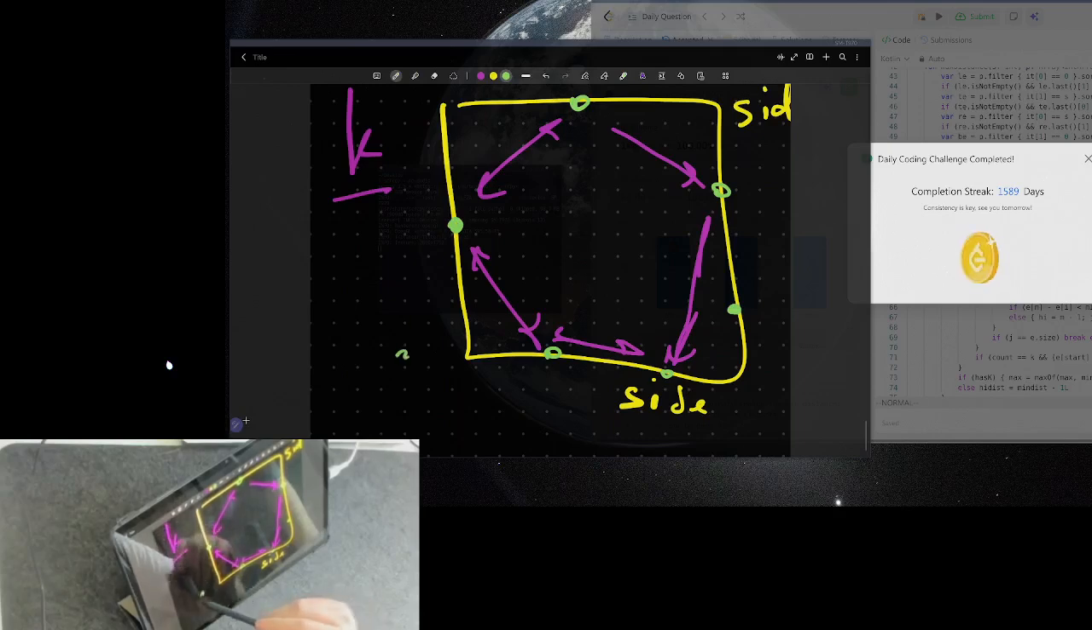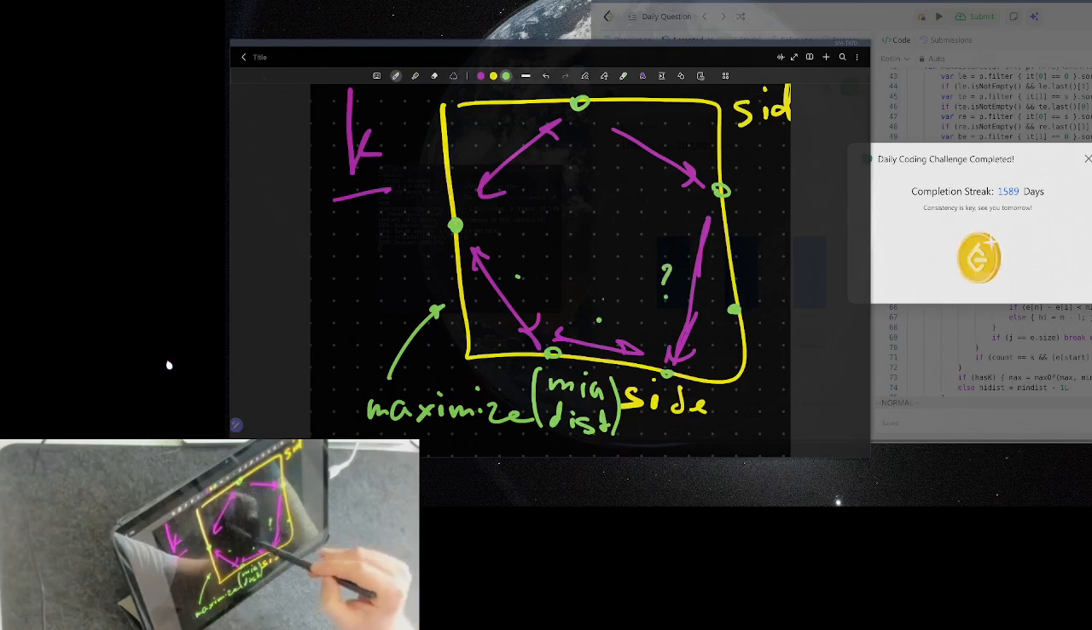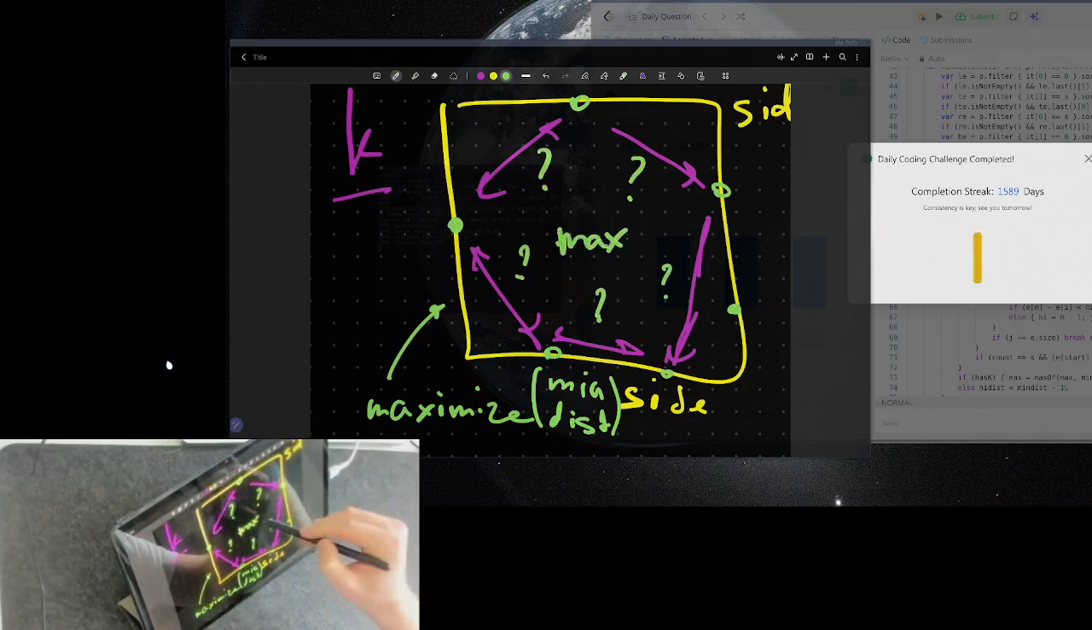So we want to maximize this distance, and we call it the minimum distance of all of them, and we want to maximize it. And we want to return it. So this is the question of this problem.